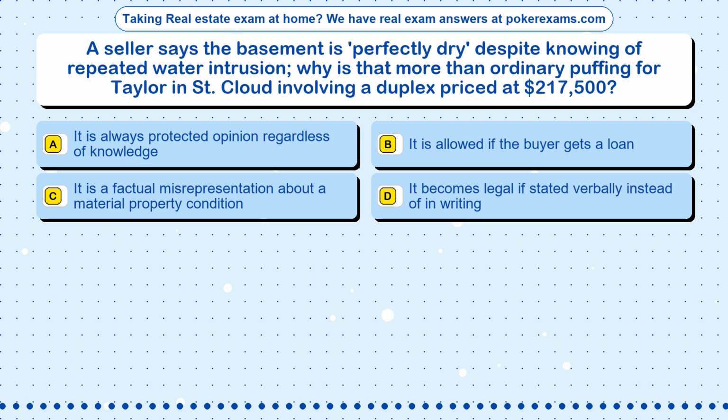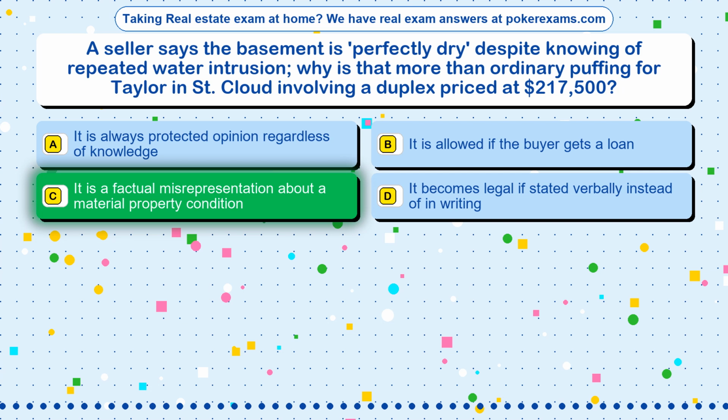Question 95. A seller says the basement is perfectly dry despite knowing of repeated water intrusion. Why is that more than ordinary puffing for Taylor in St. Cloud involving a duplex priced at $217,500? Option A. It is always protected opinion regardless of knowledge. Option B. It is allowed if the buyer gets a loan. Option C. It is a factual misrepresentation about a material property condition. Option D. It becomes legal if stated verbally instead of in writing.